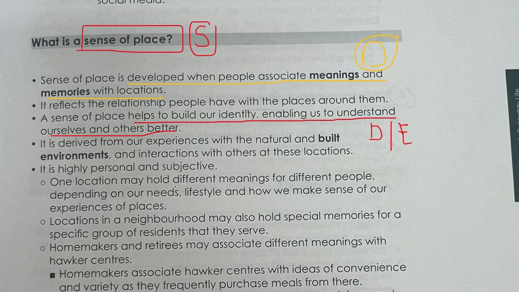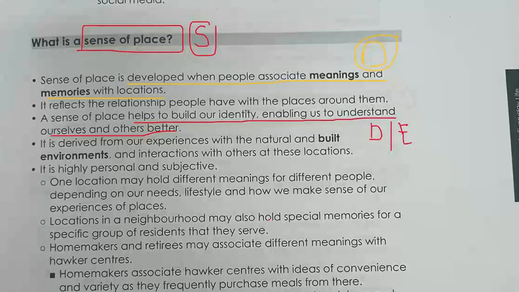So let's look at, for example, it is highly personal and subjective. One location may hold different meanings, and so on. Locations in the neighborhood may also hold special memories for a specific group of residents that they serve. Homemakers and retirees may associate different meanings with hawker centers. Now, from points 1, 2, 3, which factor provides a very specific example? One location may have different meanings for different people depending on our needs, lifestyle, and how we make sense of our experience and places. This is very general. It's not specific, so I will eliminate this.